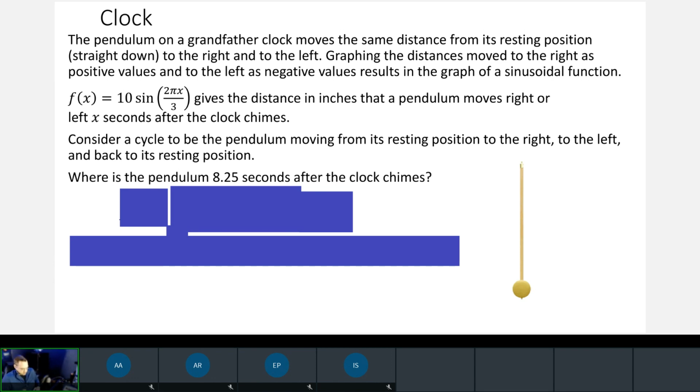Hints. Emily gave you a hint. She says X is seconds. Plug it in. So remember, X is seconds, and then Y, your output, also known as your dependent variable, is the distance from midline.